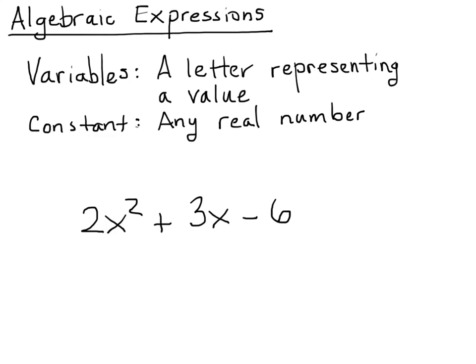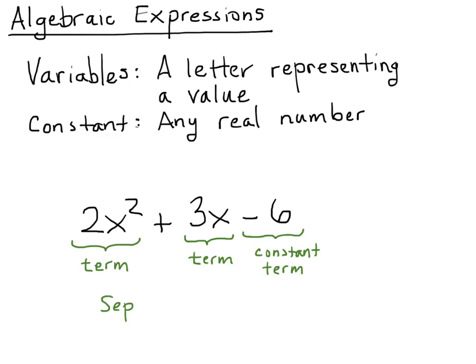And so it doesn't have an equal sign. If we had an equal sign in there, equals 3 or equals 0 or something like that, that would be an equation. So this is an expression, not an equation. So we look at these things and break them up into what we call terms. And you can see this one has 3 terms. That last one, since it's just a -6, we call that a constant term.